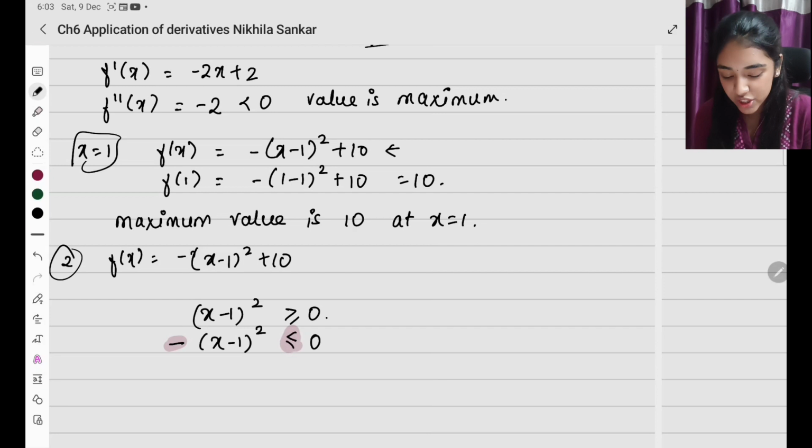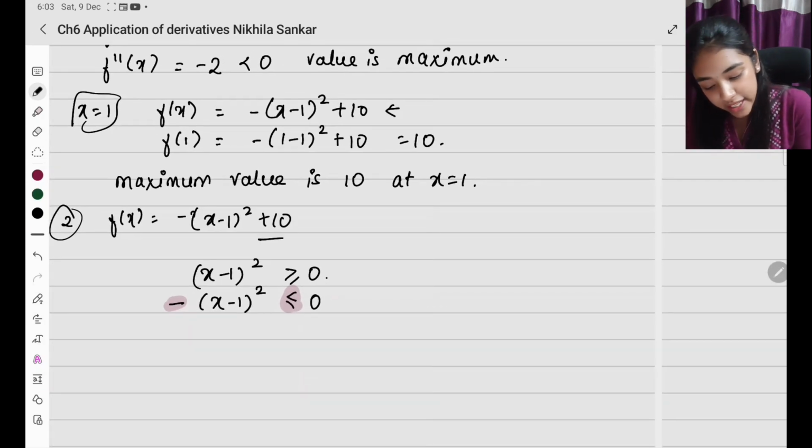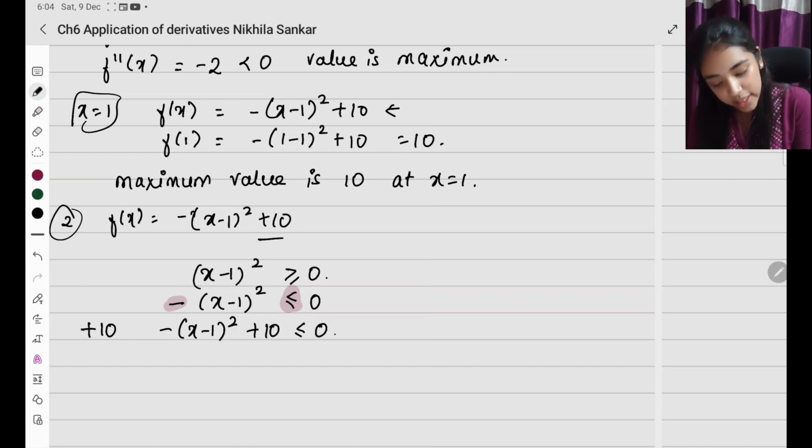This linear inequality chapter la nama paathirkom. Now, I need a plus 10. So I need to add plus 10. So I have minus x minus 1 the whole square plus 10 is less than or equal to 0. So what do I have? This is my f of x is going to be, sorry, I have to add a 10. Yeah? So this is going to be less than or equal to 10.